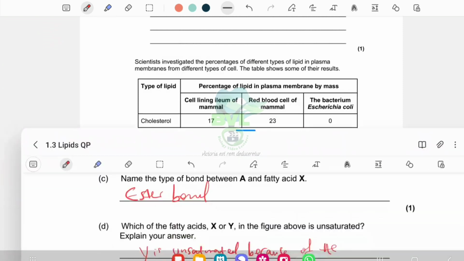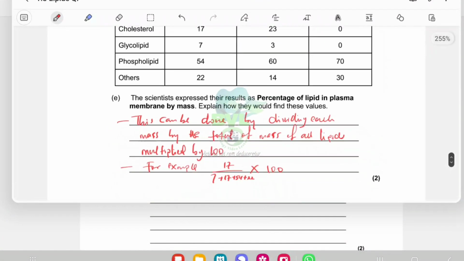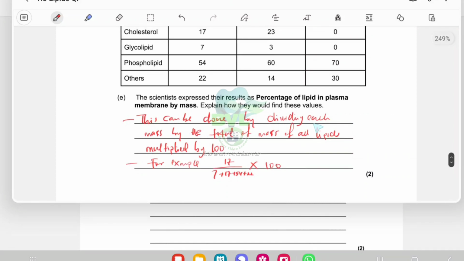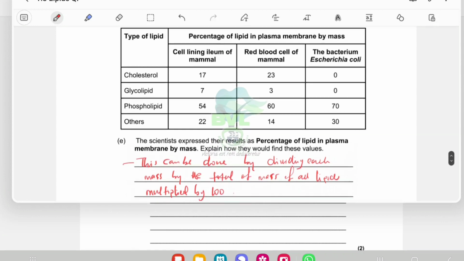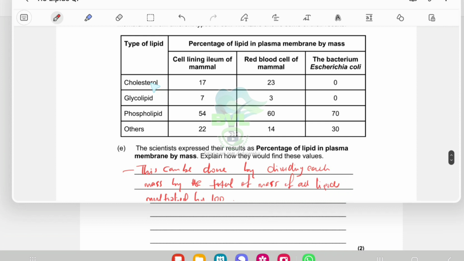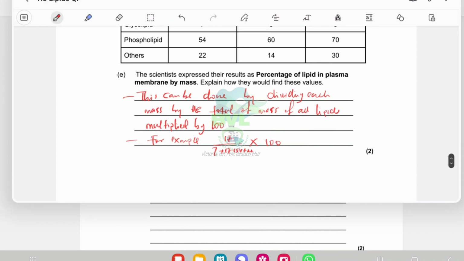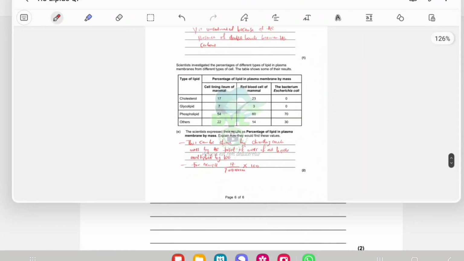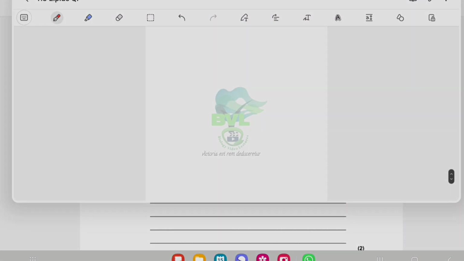So this is going to be done this way. This can be done by dividing each mass by the total of all of the lipids. What does that mean? For example, if I want to get the one for cholesterol, it's just 17 over the addition of all of them times 100. That's what that means. You can say that. So like this, if it's for lipids, it's going to be 54 over all of these times 100, just like that. Okay, and that concludes that on lipids.